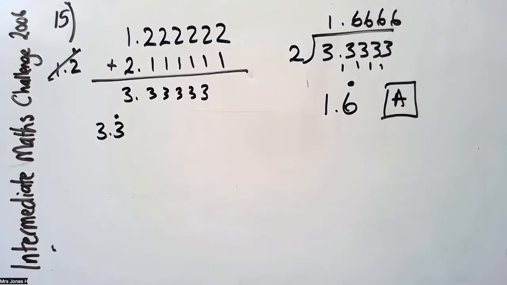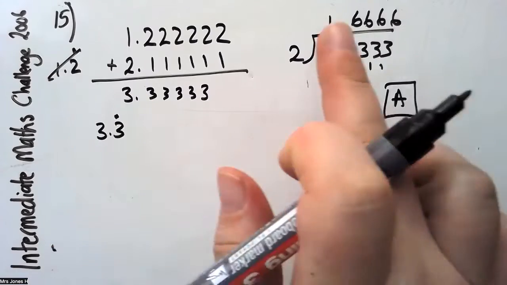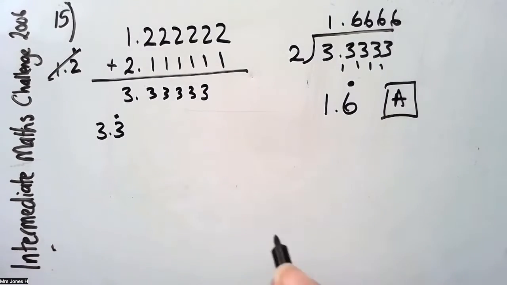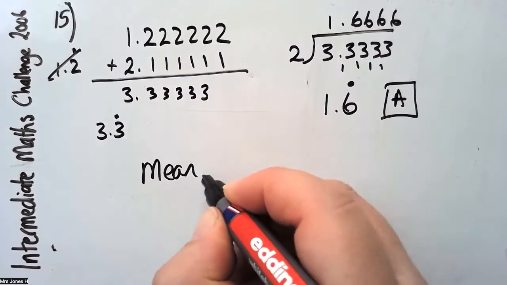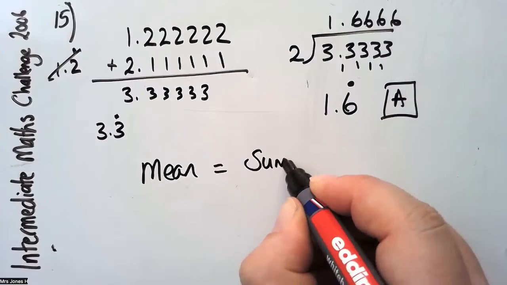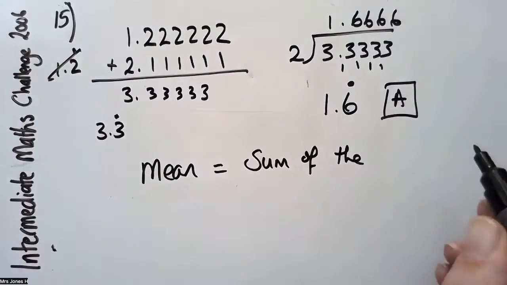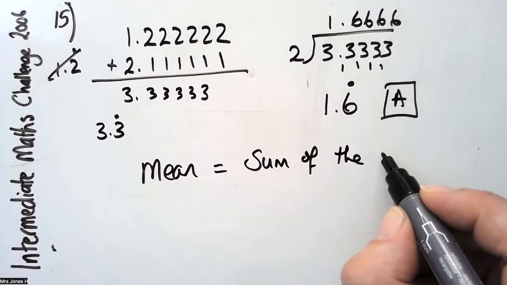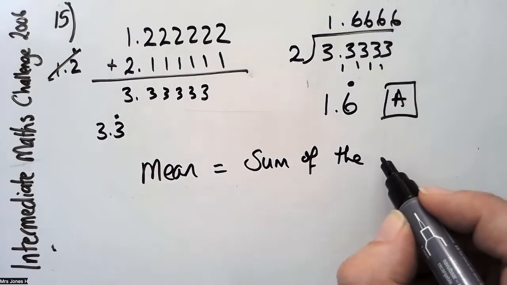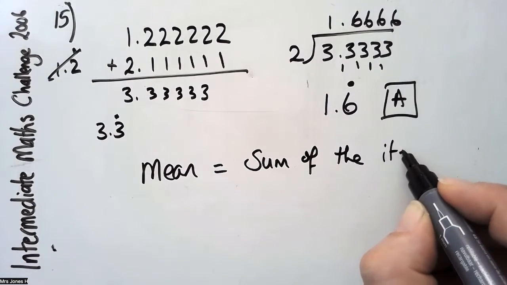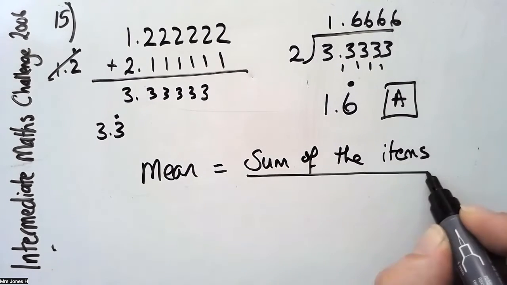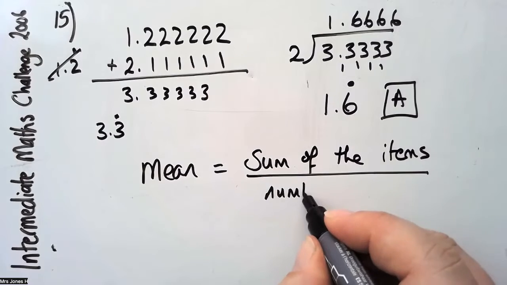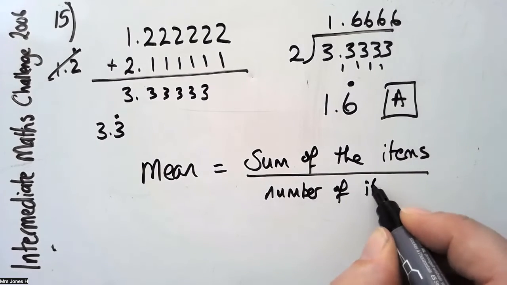Neat little question. The answer comes out quite quickly if you understand what's happening with the mean. The mean equals the sum of the totals, the answers, the frequencies, whatever you want to call them, the sum of the items, and then you divide it by the number of items.